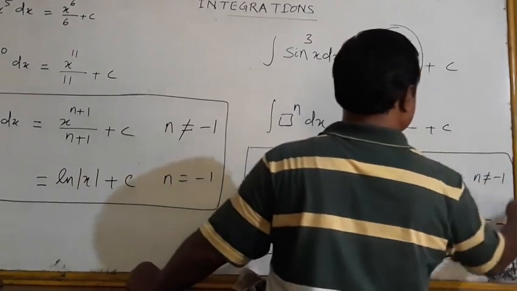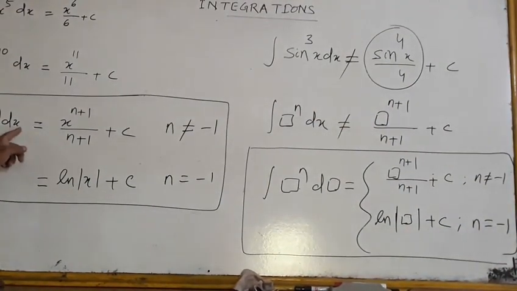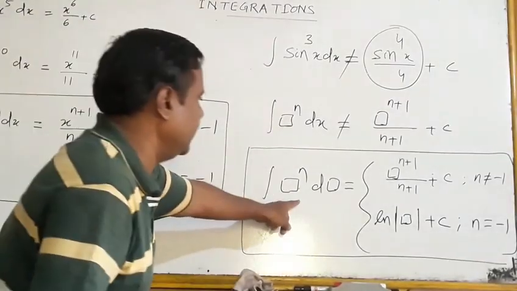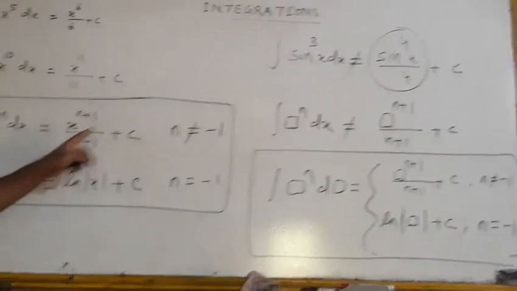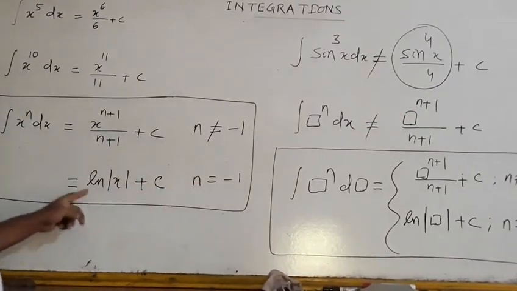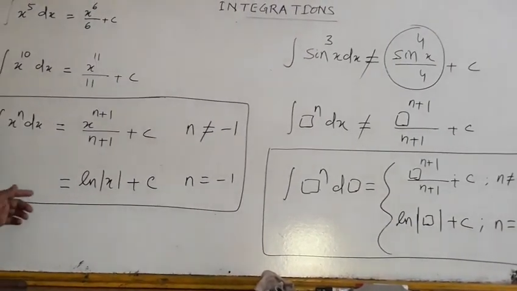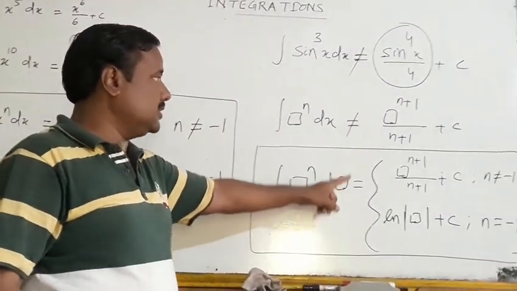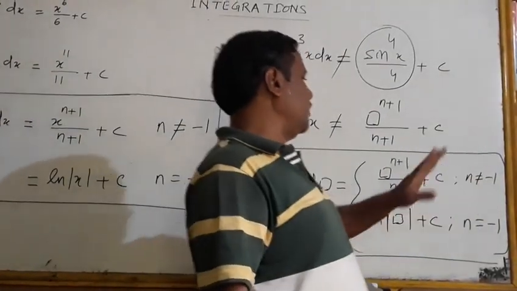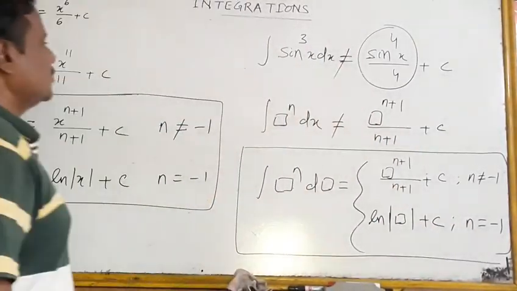Don't put this here. Box to the power n d box is applicable here. Here x to the power n dx is equal to this for n not equal to minus 1, and for n equal to minus 1 it is this. If we convert to the general form, you have to write box to the power n times the derivative of box is equal to this for n not equal to minus 1, and this for n equal to minus 1.